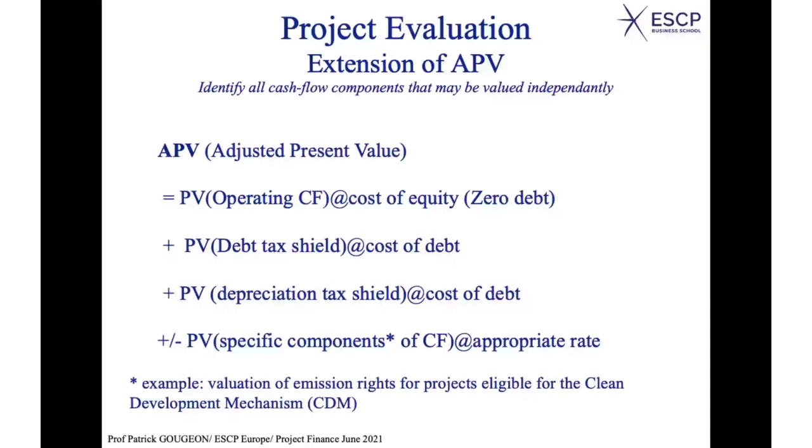Okay, and the other elements are to start with the tax shield. It can also be, as we have seen, the value of a subsidy or a loan. It can be specific components, like certificates due to the fact that you have a low CO2 emission, and so on and so on. Okay, so just include in this, you know, the APV is a very useful approach.